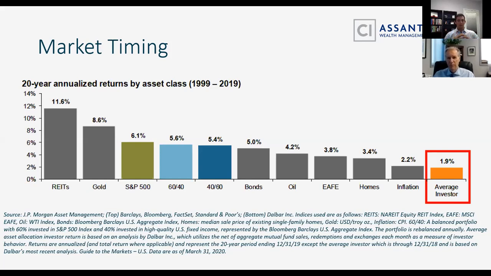So if you would have just bought and held that portfolio, say 60% stocks, you can see the light blue bar, 60% stocks, 40% bonds, we're looking at 5.6%. That's significantly more than the average investor. And a lot of that is attributed to trying to time the markets.